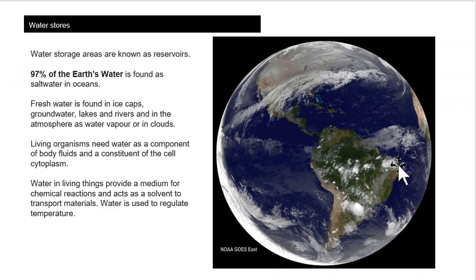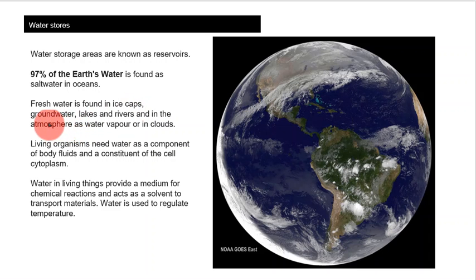So this is a picture of the globe. 97% of Earth's water is found as salt water in the ocean. If you look at this, you can see the majority of the water on the Earth's surface is found in our seas and our oceans. It's in the form of salt water. Fresh water is found in ice caps, up in the north and down in the south, and they contain fresh water.